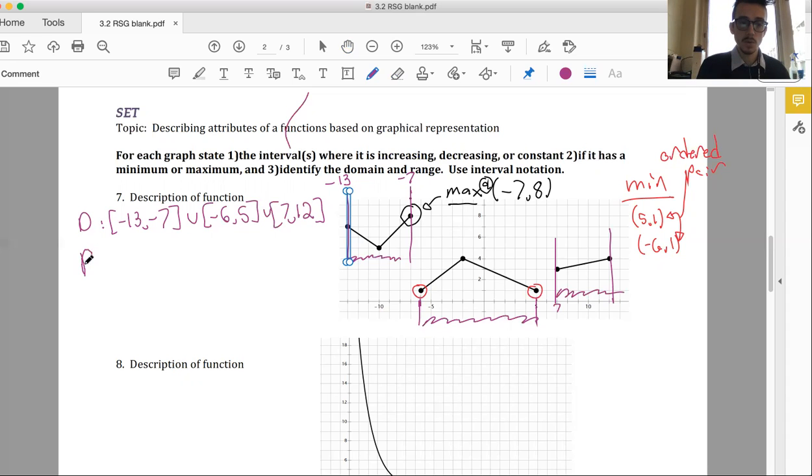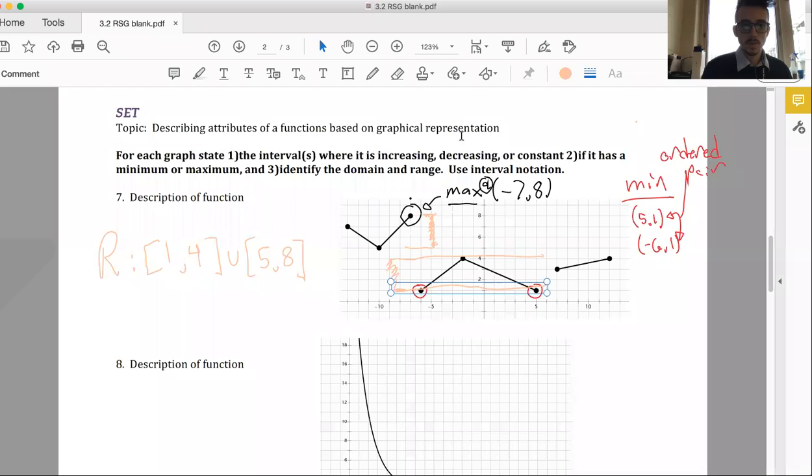What do you think for the range? Do you want to try this out real quick? Pause the video, try it, get the range, see if you can do it. All right, we're back with it.